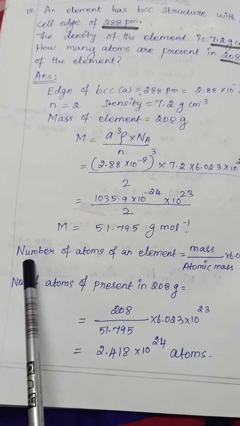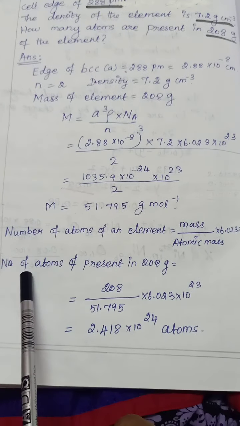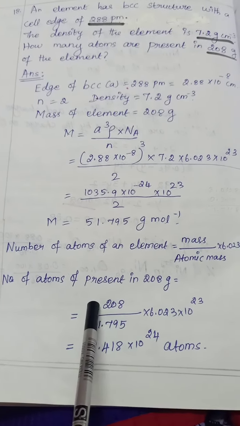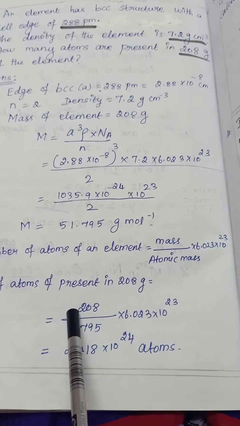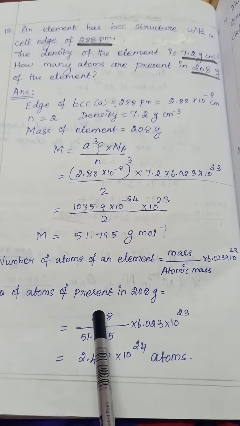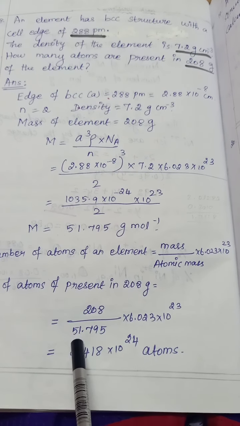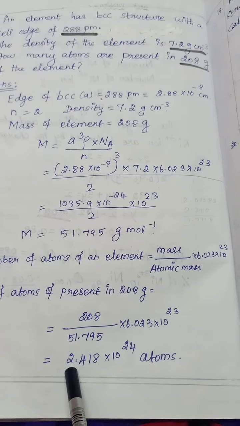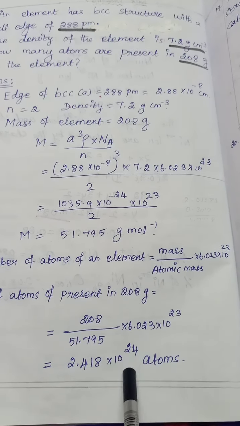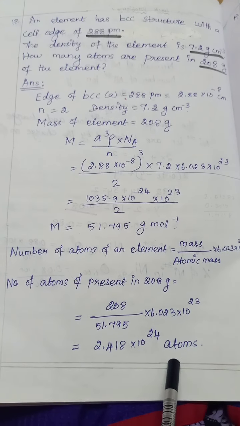Number of atoms of an element is mass by atomic mass. What is the formula? Number of atoms of an element is mass by atomic mass into Avogadro number. Number of atoms present in 208 gram. So here the mass, in the question they gave 208. Then you calculated the atomic mass 51.795, into Avogadro number. Finally you got 2.418 into 10 to the power of 24 atoms. This is the number of atoms present in 208 gram.